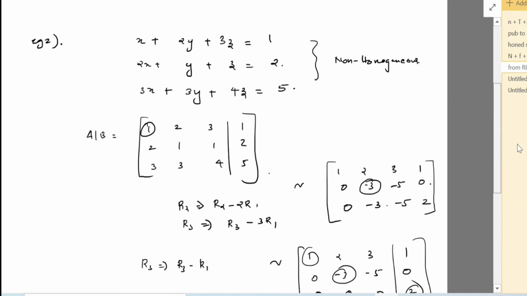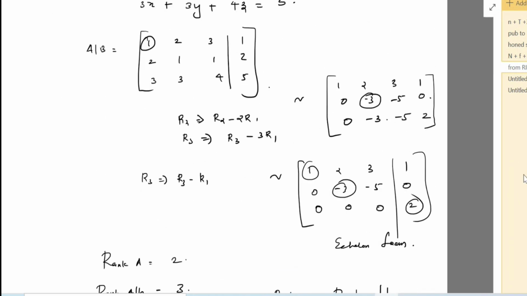There is one more case we have to discuss. That is the case where the rank of A is the same as the rank of AB, which is less than the number of variables. The example for that case will be discussed in the next class.